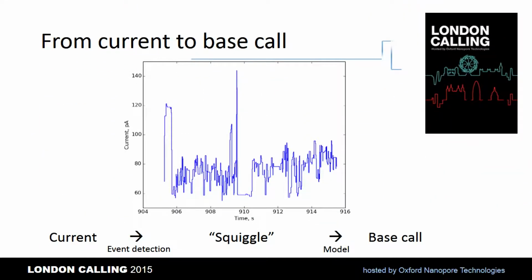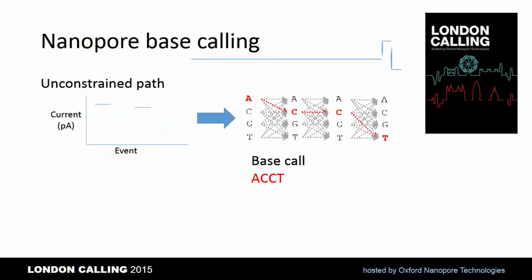Nanopore sequencing detects changes in current related to the bases occupying the pore. By detecting events in the current signal, we reduce our data to a squiggle space representation. This reduced squiggle space data is then base called. Using a model, which contains information such as the characteristic current level for each set of bases, we translate the squiggle space event series into a base call.